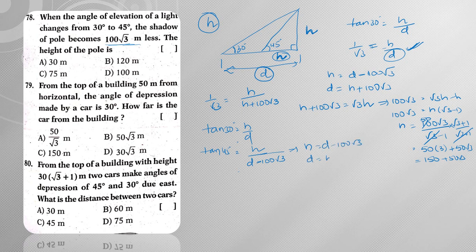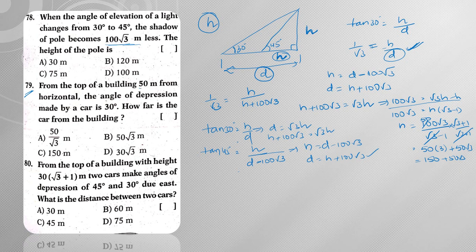From this, d is equal to h plus 100 root 3, because I need to eliminate the value of d. From this, d is equal to root 3 h. So instead of d, if I replace h plus 100 root 3, I am going to get root 3 h. And when I transpose this, I am going to get the same equation, right? So in both cases we are going to get the same answer, 150 plus 50 root 3. That is nothing but the height of the pole. Next, moving on to question number 79.